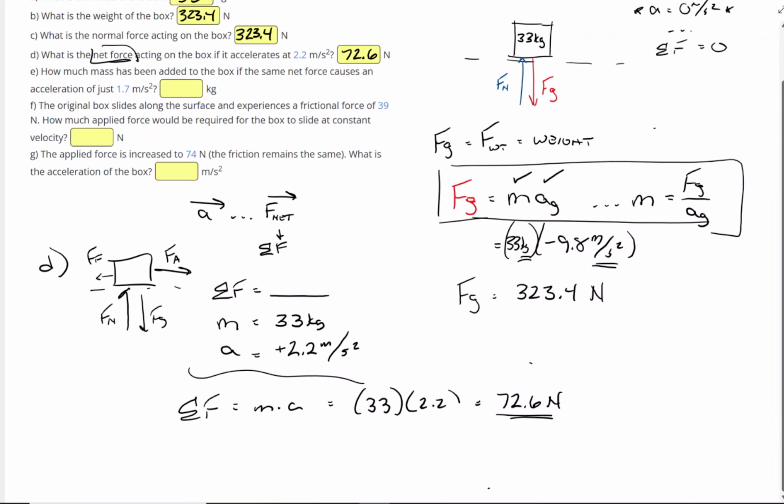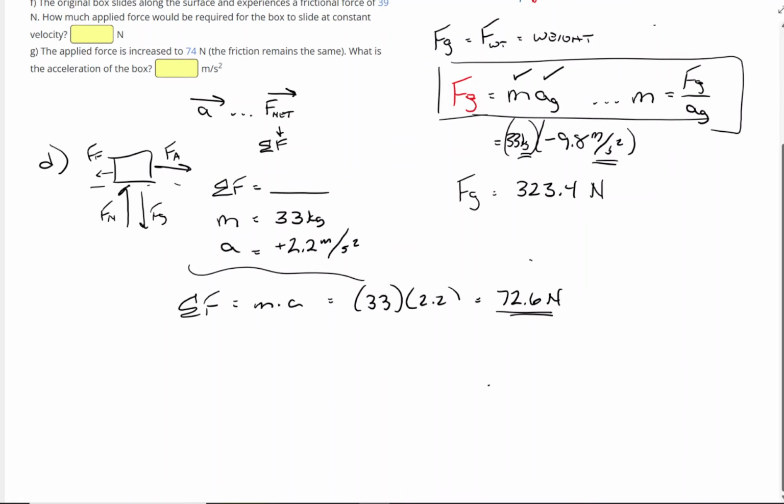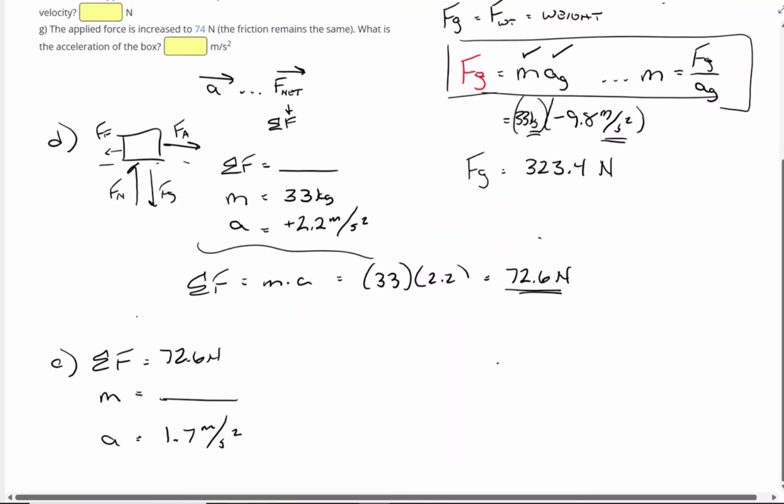Now it's asking how much mass has been added to the box if this same force causes an acceleration of just 1.7. If you have the same net force, but less acceleration, then we know there must be a changed mass. So I'm going to label my variables again. We have the net force, which we now know is 72.6 newtons. What we don't know is this new mass. There is a new mass associated with it. And the new acceleration is less. It's only 1.7 meters per second squared. And so I can find the new mass.